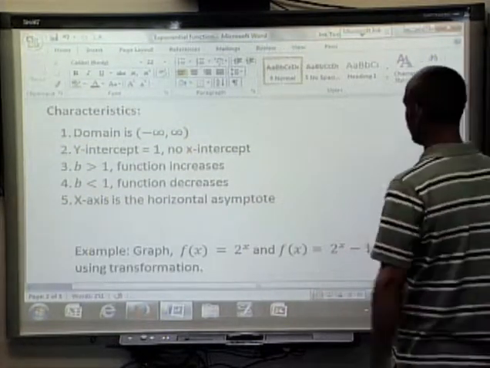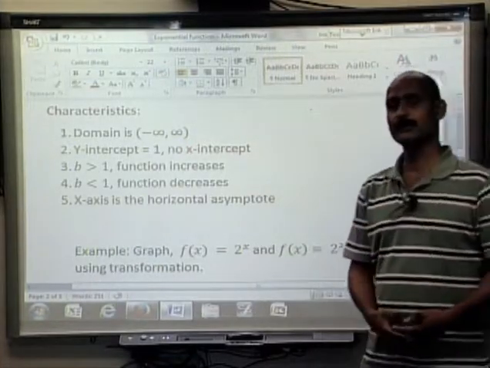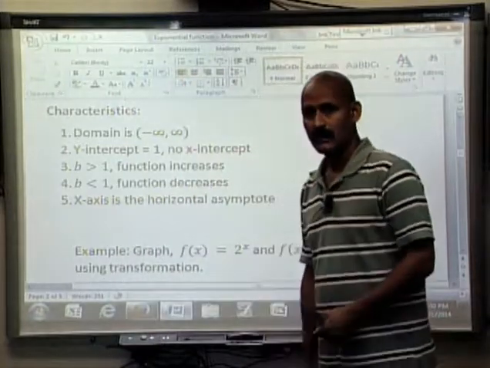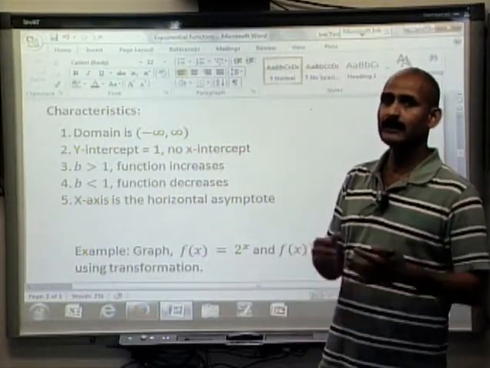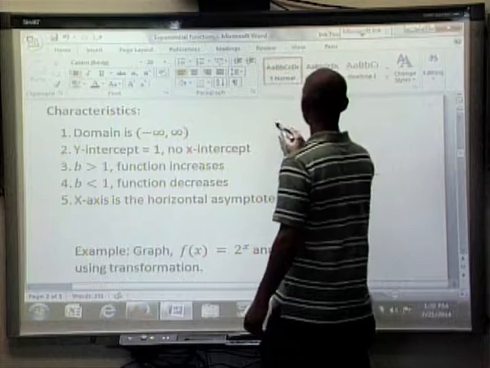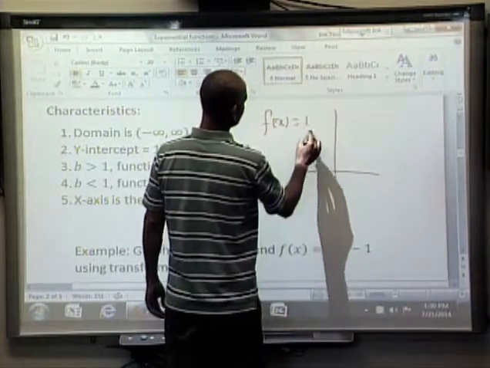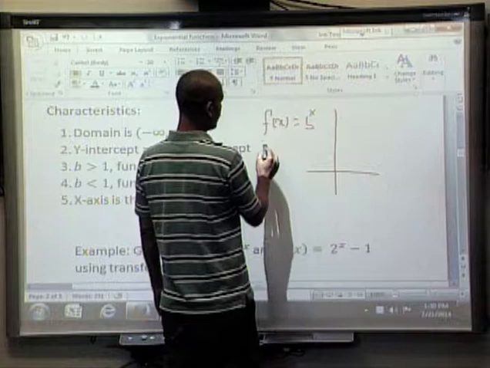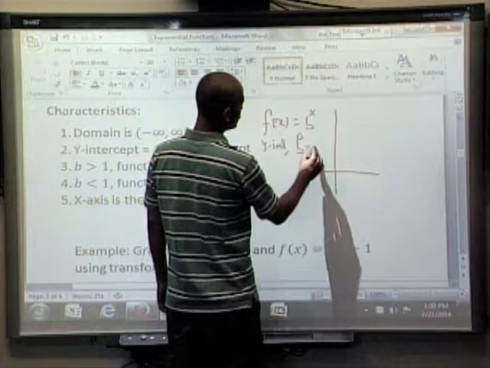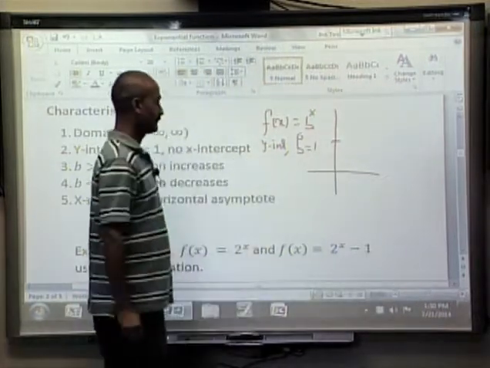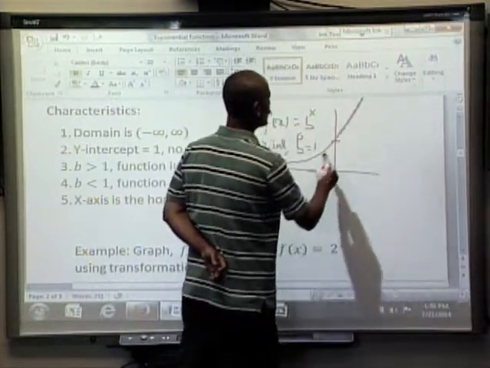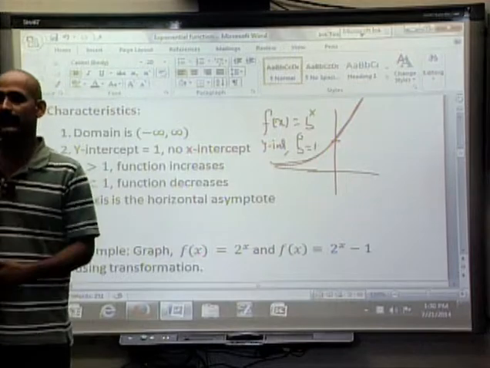Some characteristics of exponential function. The domain of exponential function is everything from -infinity to infinity. The y-intercept is always 1, because if we think of the function f of x equal to b to the x, in order to get the y-intercept, we should replace x by 0. If I replace x by 0, I will get b to the 0, which is 1. So, the y-intercept is 1, and as we have already seen a few graphs, the graph of the exponential function goes like this. It will never intersect the x axis.